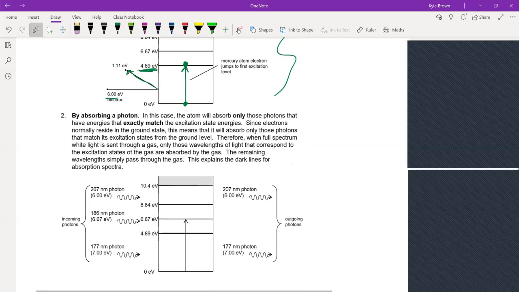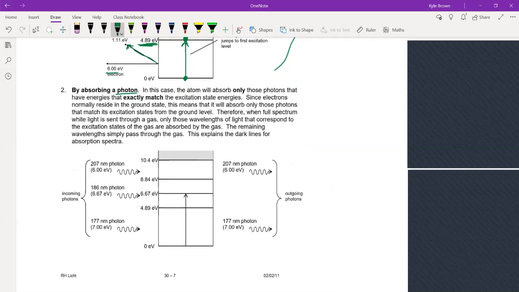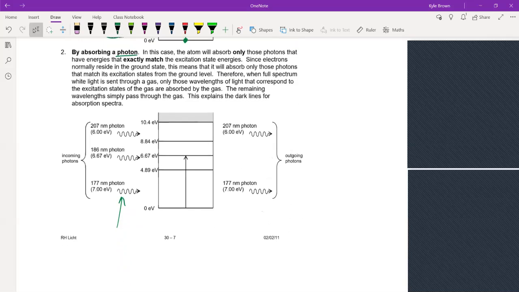Now, if we have an incoming photon, so light instead of an electron, it behaves differently. Light has to be an exact match. In this case, the 6 electron volt electron that came in would bounce into the atom and bounce off with the energy that it has left. A photon doesn't work that way. If you had a wave come in with, let's say, 5 electron volts, it just passes right through. It doesn't leave the atom with 4.89 electron volts and then pass through with the rest like an electron would. A photon just passes right through.